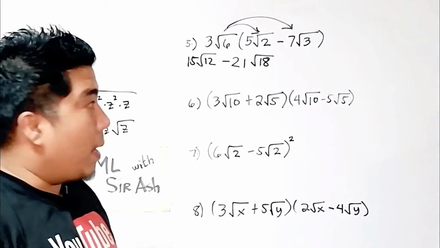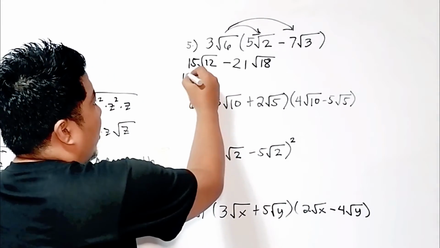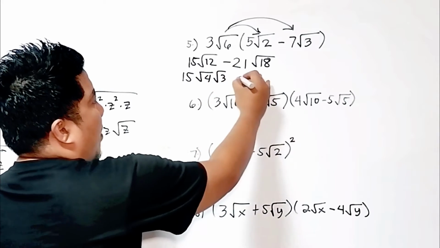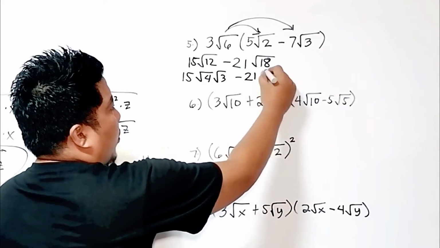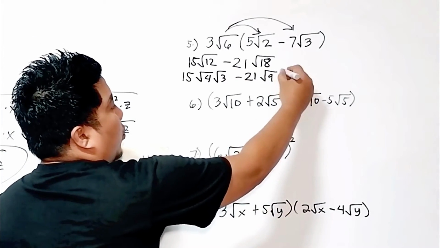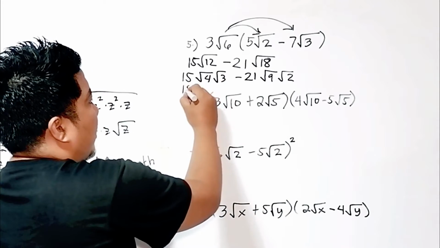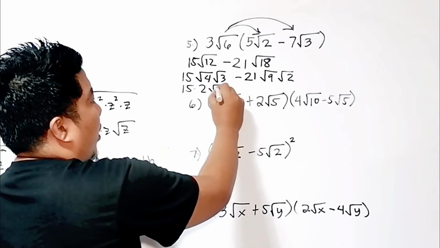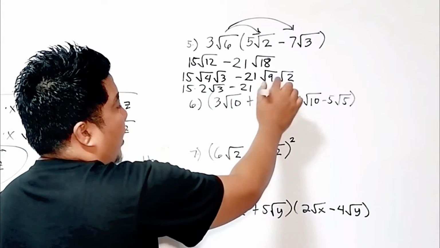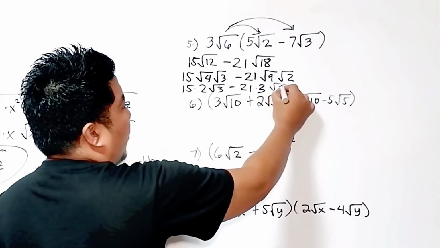My dear math learners, remember that square root of 12 and square root of 18 can still be broken down. So, we will factor this into 4 and 3. Minus 21, square root of 18 can still be factored. That is 9 and 2. So, 15, the square root of 4 is 2. So, that is 15 times 2, square root of 3. Minus 21. The square root of 9 is 3. So, that will become 21 times 3, square root of 2.